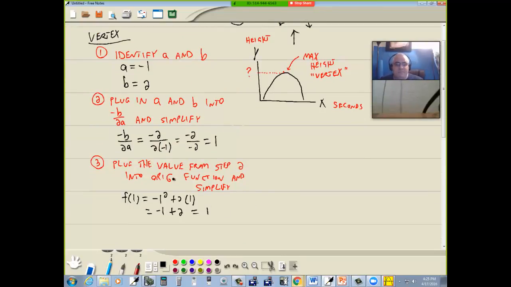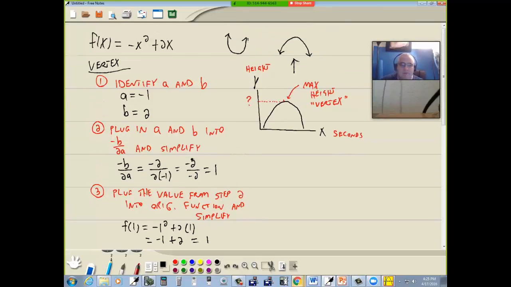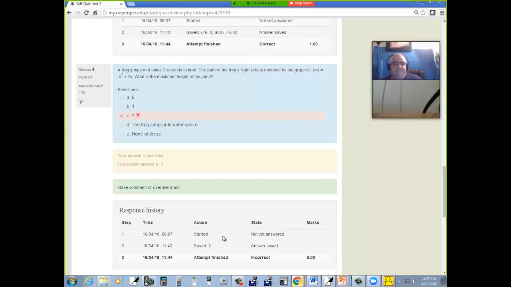Now, let me double check my math here. Okay, negative 1 plus, okay, 1. So our vertex is (1, 1). Now remember what we said x was. x is our seconds. So this is not just referring to our x value, but that's our seconds. And our y value, we said, was our height. So when it's asking us what is the maximum height of the jump, it'd be b, 1.